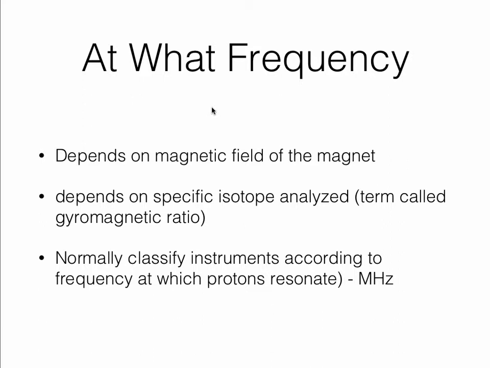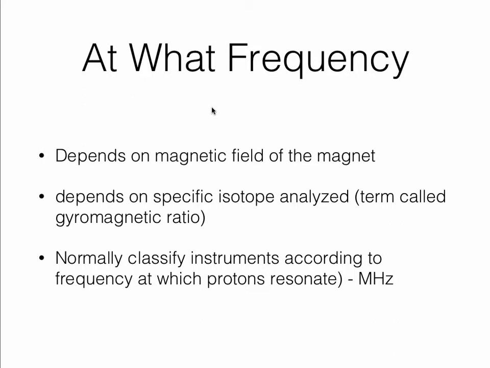When we talk about the strength of a magnet, we don't usually use the physicist term for magnetic field strength, which is Tesla. We normally refer to the frequency at which the proton spin state change takes place. And those are typically in radio frequency, in the megahertz range.